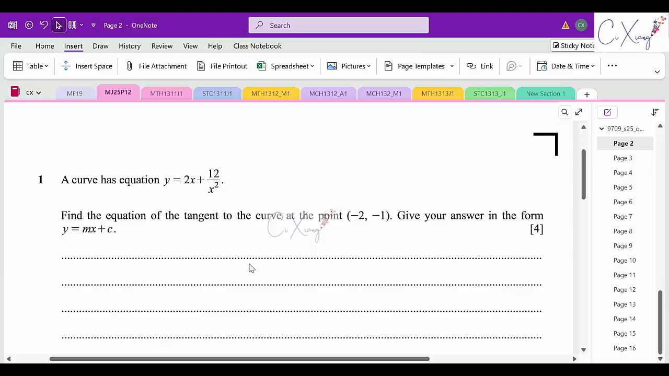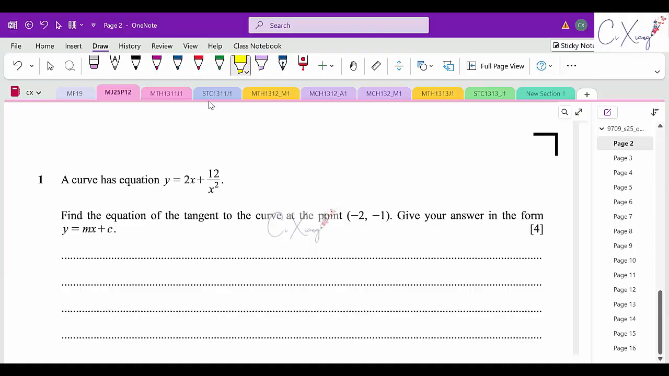There's a curve with this equation, yeah? Then they want us to find the equation of the tangent to the curve at this point, and give your answer in the form y equals mx plus c. Right, let us talk about the equation of a tangent.